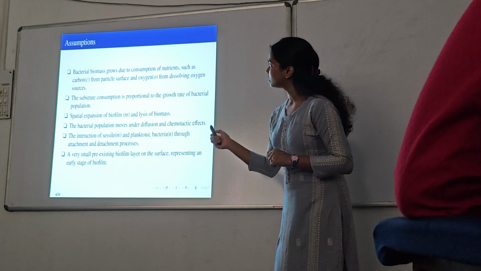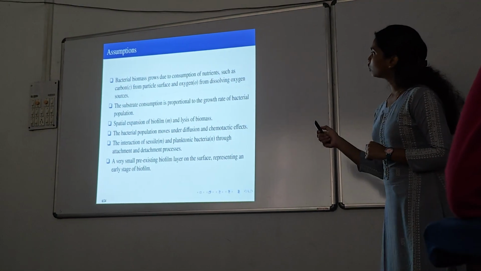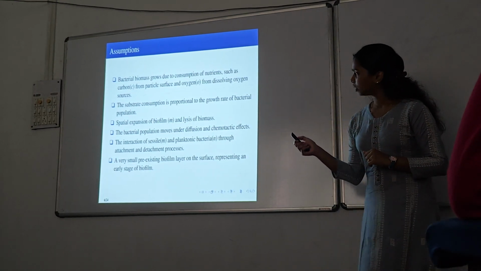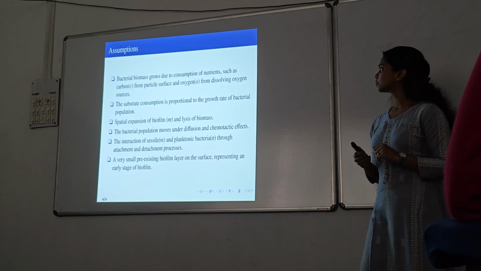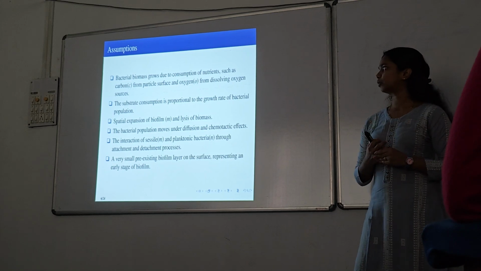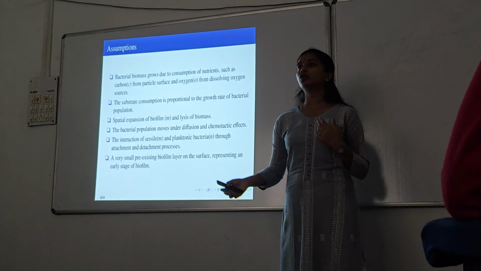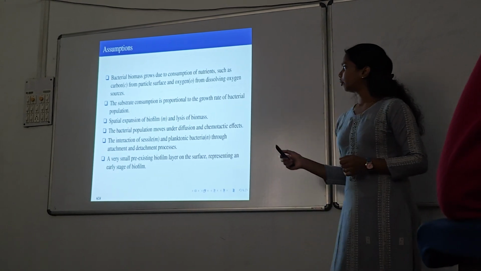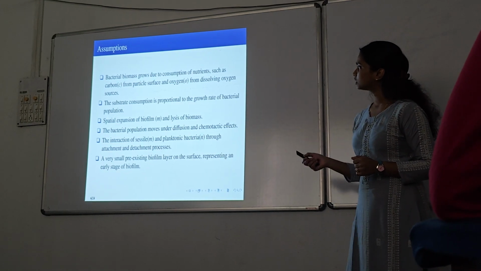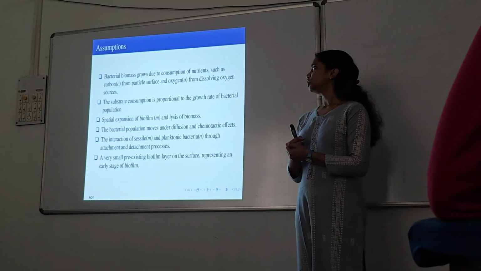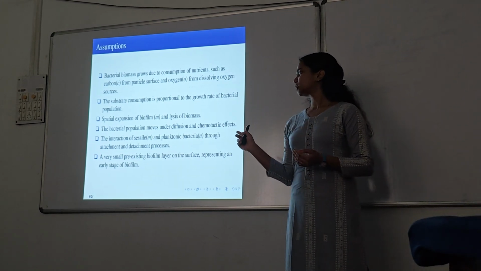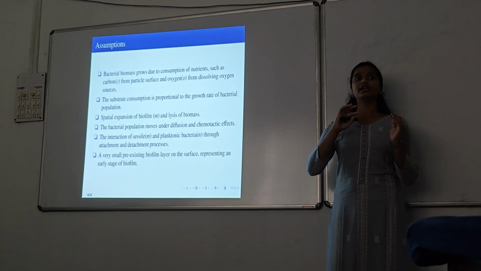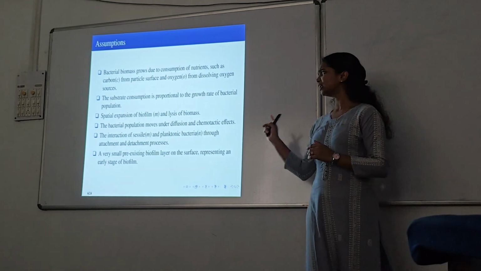First one I have already discussed: bacterial biomass grows due to consumption of nutrients such as carbon and oxygen. Second, the substrate consumption is proportional to the growth rate of the bacterial population. It is quite like us: the more we eat food, the more we grow. The third one is spatial expansion of biofilm and lysis of the biofilm. Spatial expansion means that when the biofilm gets to a maximum density, it spreads spatially. And lysis means death.